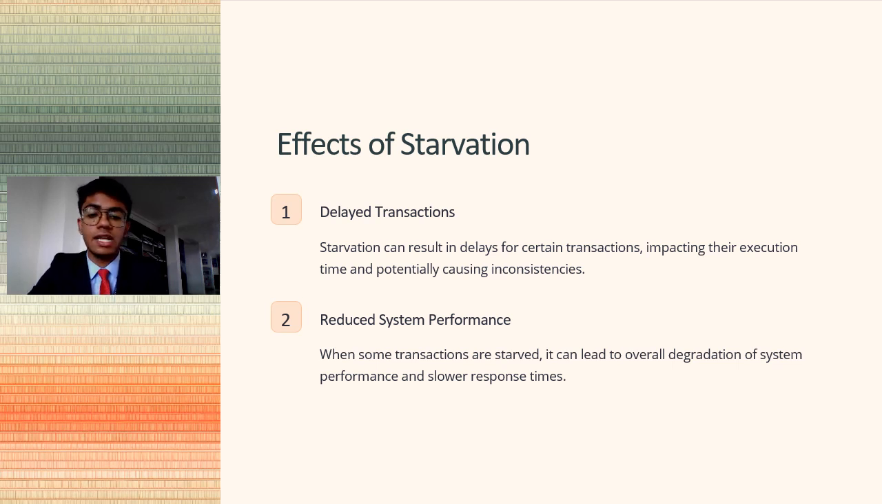First, we have delayed transactions. Starvation often leads to delayed transactions, significantly impacting their execution time and potentially introducing inconsistencies within the system. And then we have reduced system performance. As certain transactions experience starvation, the overall system performance is compromised. This results in slower response times and a noticeable degradation in efficiency.